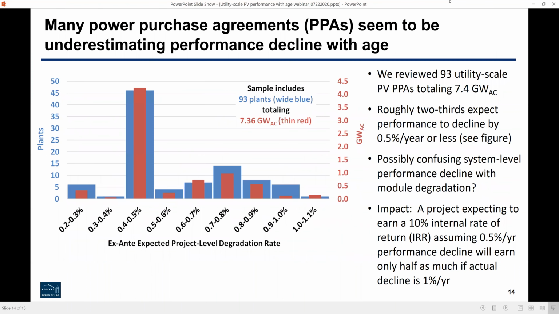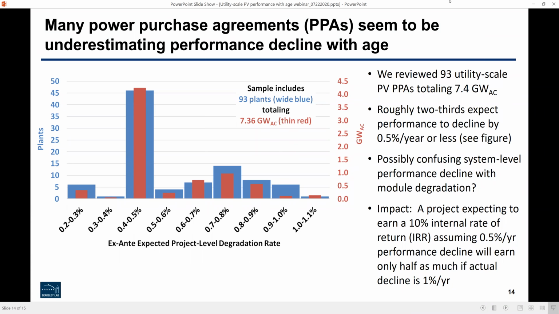But even 1% per year is more than many projects seem to be expecting, at least based on the degradation rates that are codified or embedded within their power purchase agreements. The graph here shows a histogram of expected rates of performance decline embedded within 93 PPAs totaling 7.3 gigawatts of AC capacity. And as you can see, roughly two-thirds of these contracts expect performance decline to be 0.5% per year or better, which almost makes one wonder whether these contracts are perhaps confusing system-level performance decline with module degradation.